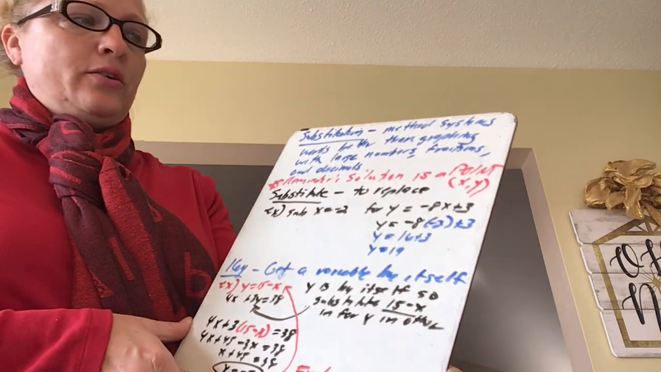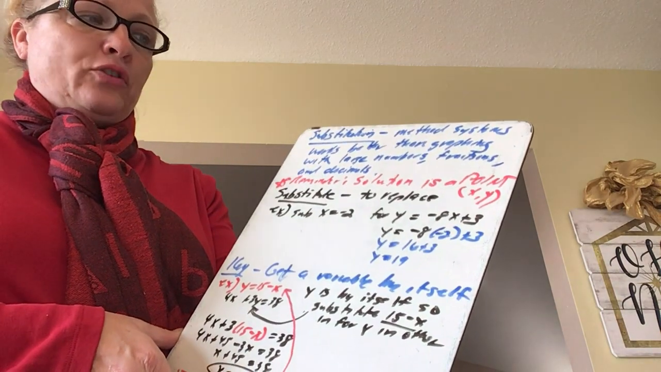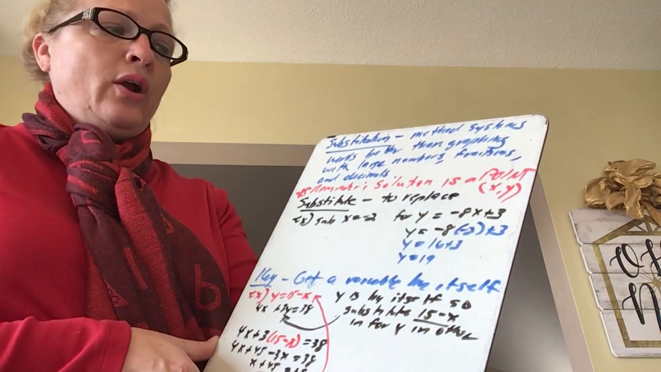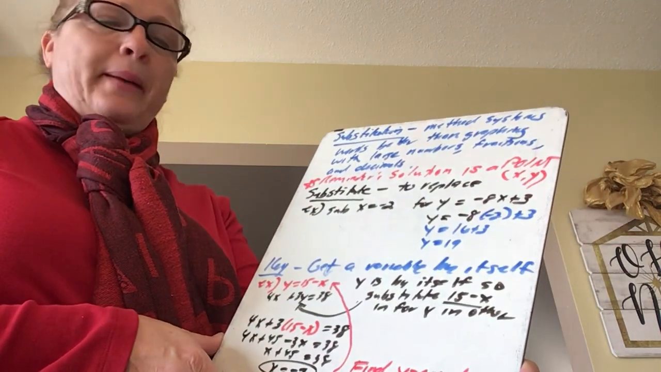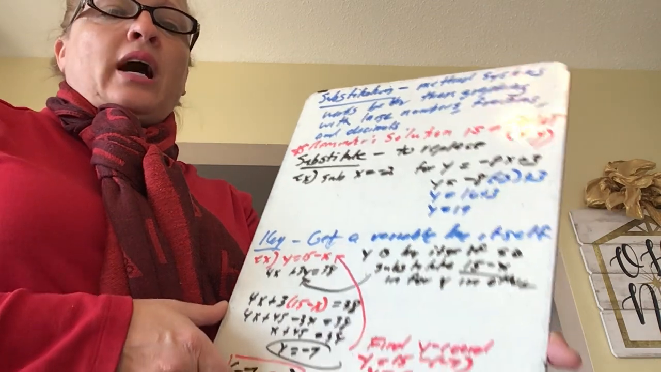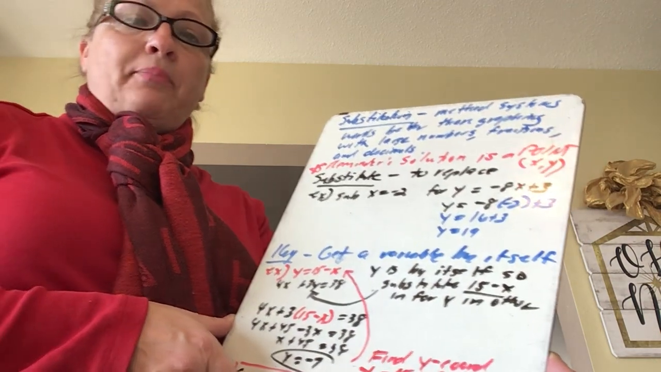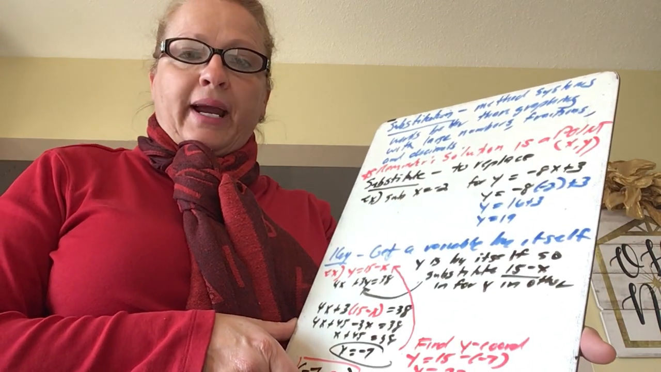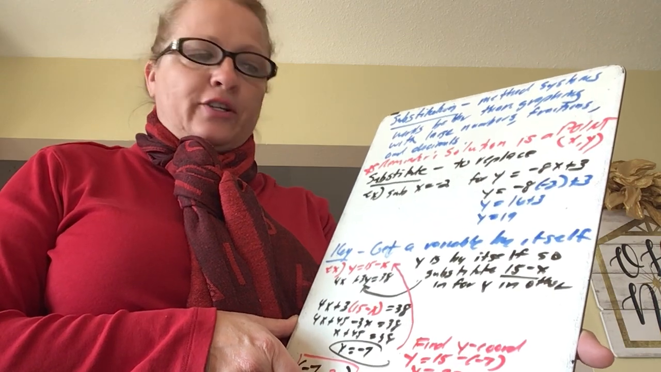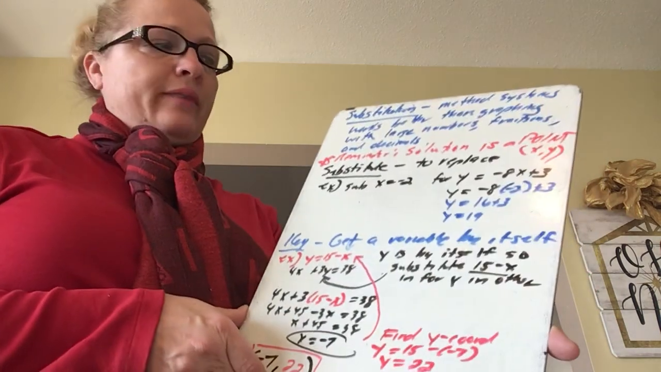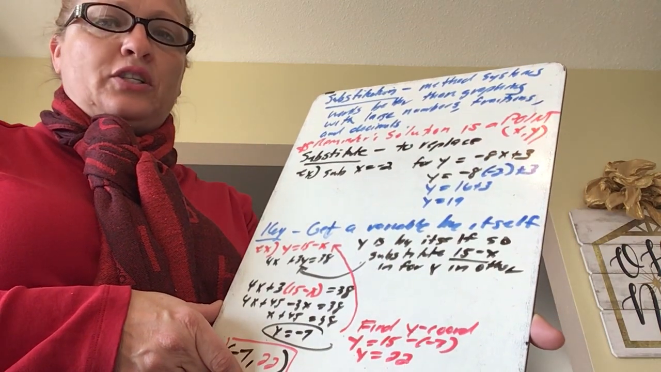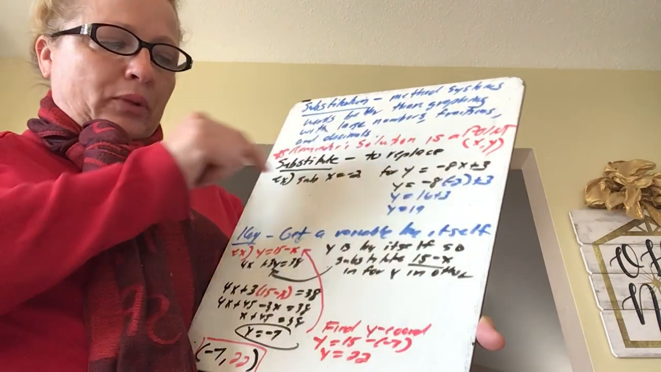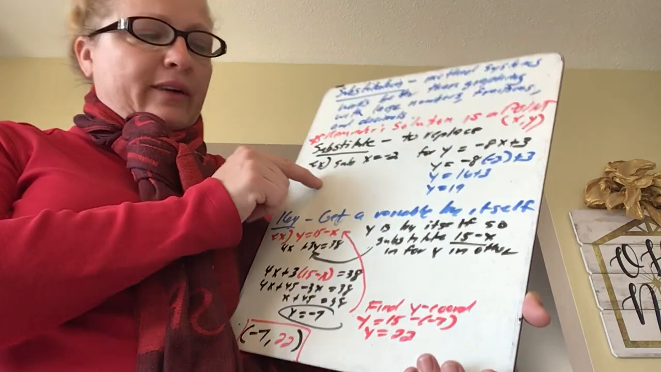Substitution is a method for solving systems that works better than graphing with large numbers, fractions, or decimals. Now, remember, as I just said, a solution to a system is an ordered pair that works in both equations. So if this new method is called substitution, what does substitution mean? It means to replace.